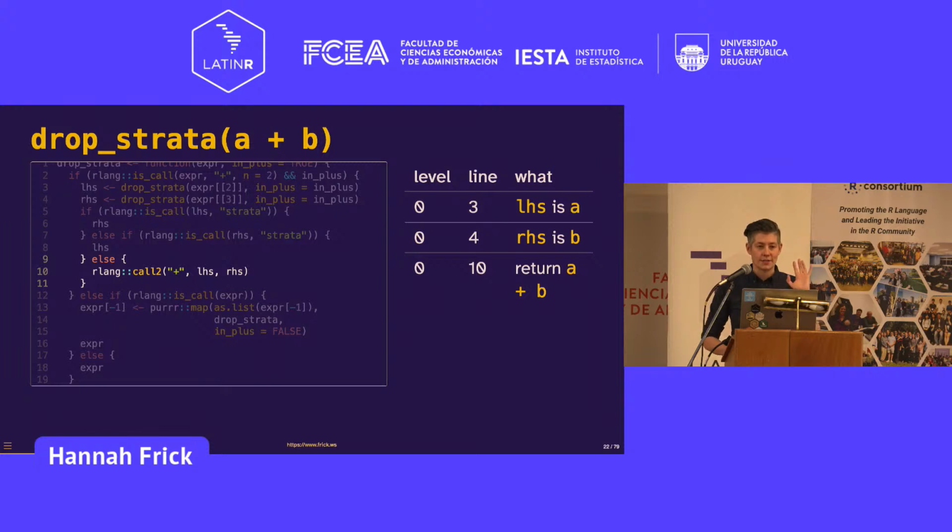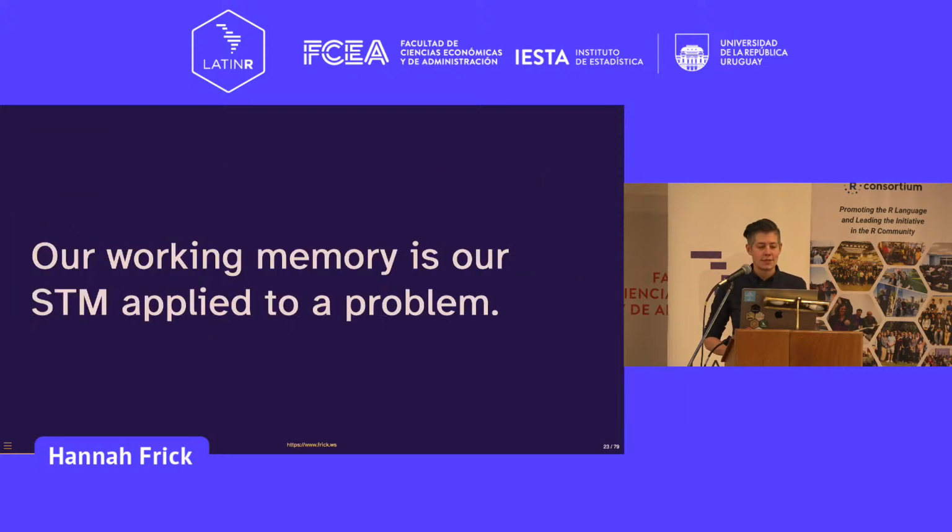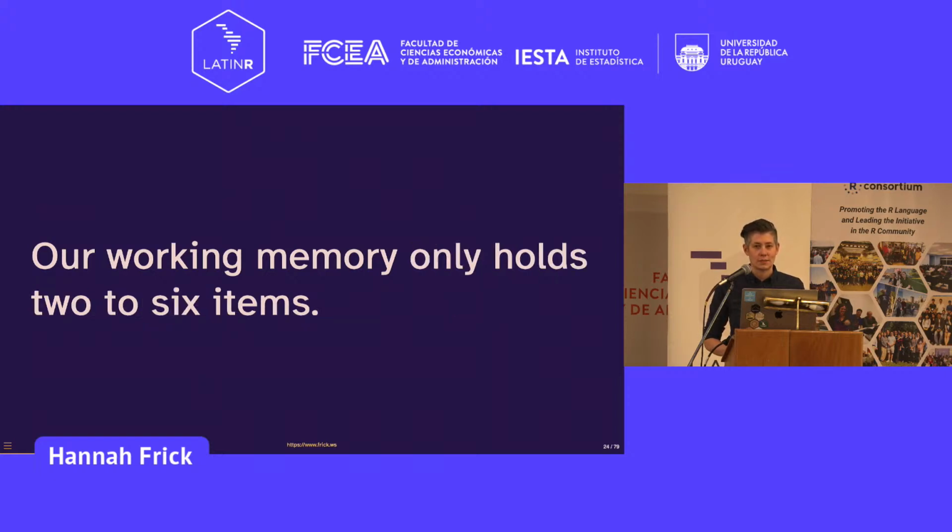And this moment where you lose track of all the things you're trying to keep track of while thinking about where you are in the function happens because the place that does all the thinking, your working memory, is basically your short-term memory applied to a problem, which means it has the same capacity as short-term memory. So only 2 to 6 items. If you're standing somewhere trying to think about something and your brain's overflowing, that's pretty much what's happening.